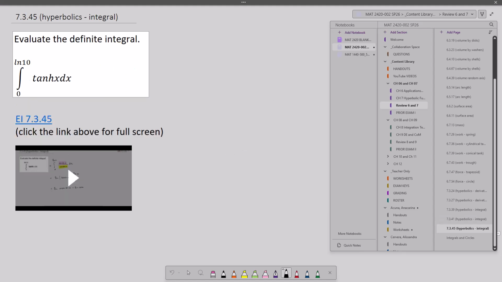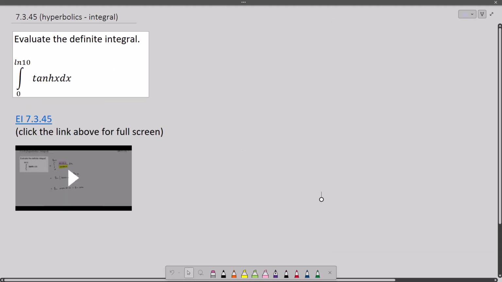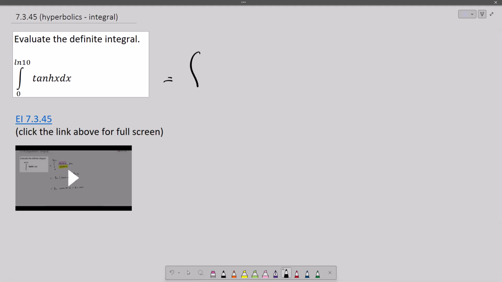And one more integral. I guess, how do we rewrite tanh in terms of its reciprocals? Sinh over cosh. So it's the same as tangent, but with the hyperbolic. So sinh over cosh. And then this has limits. This is a definite integral. So we have that. And then how does that integrate?